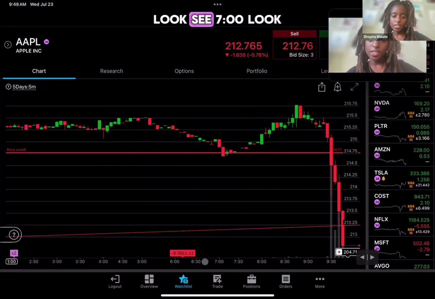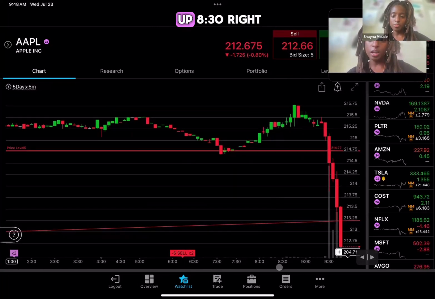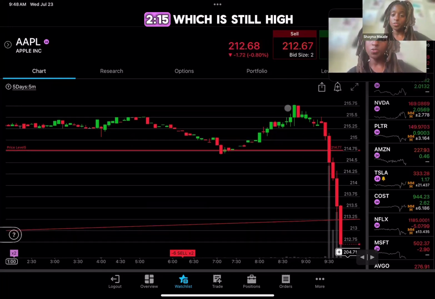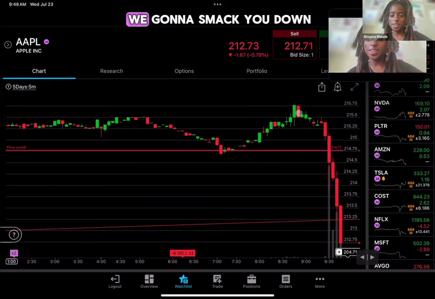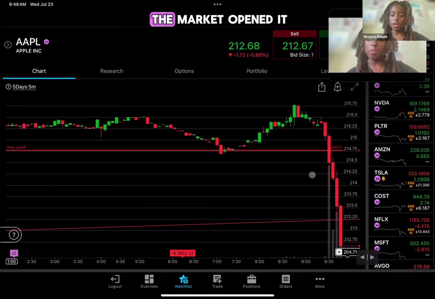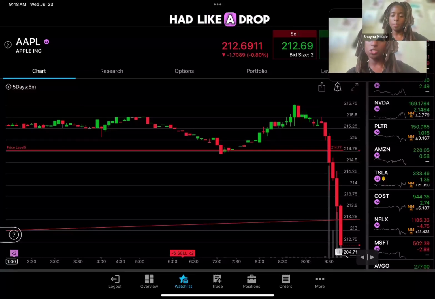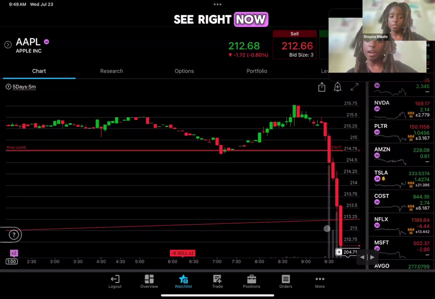Look, see, 7 o'clock, look, 214 is riding up, 8:30, right? Riding up at that 215, which is still high. It said, nah, son, we're gonna smack you down. So it smacked it down. And then literally when the market opened, it had like a drop. But this could also just be a liquidity sweep, because as you can see right now, this is the 5-minute chart.